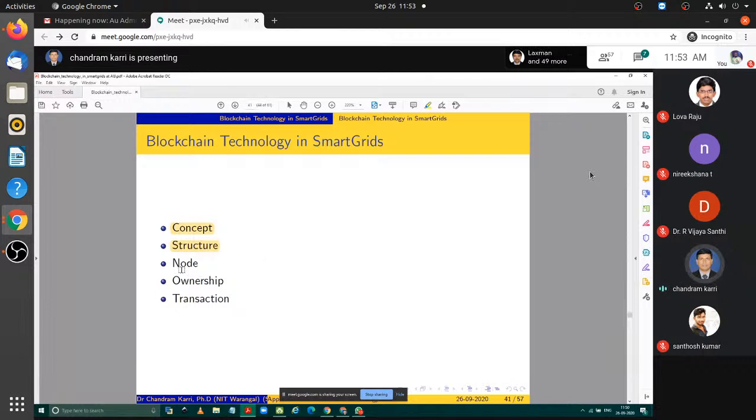And the third important aspect is a node. As I told, each block is connected with the help of the node. We must define the terms like structure, node, ownership, and transaction with respect to smart grid. The other aspect, ownership, in the sense, there are only 2 players, suppliers and buyers. So supplier is also owner, buyer is also owner. His intention is to sell power, his intention is to buy power. And the transaction, what should be the mode of transaction? So based on that, these 5 key terms connect blockchain technology to the smart grid.